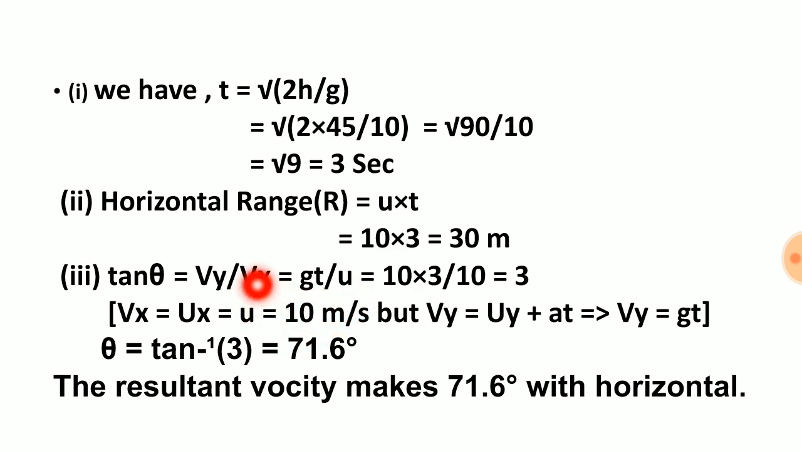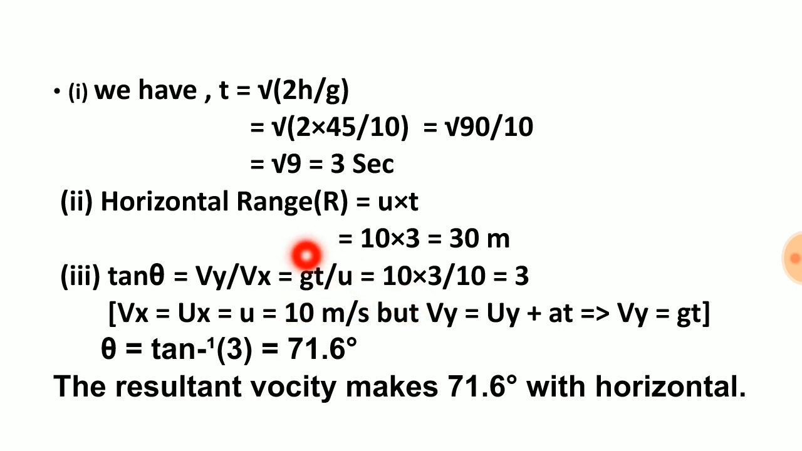We already discussed that Vx will be u, but for Vy, we know the formula v is equal to u plus at, but in the case of y, Vy is equal to uy plus at, as uy is equal to 0, so Vy will be g into t. Or you can directly remember this formula, tan theta is equal to gt by u. In the case of a projectile thrown from a given height, tan theta is equal to gt by u.